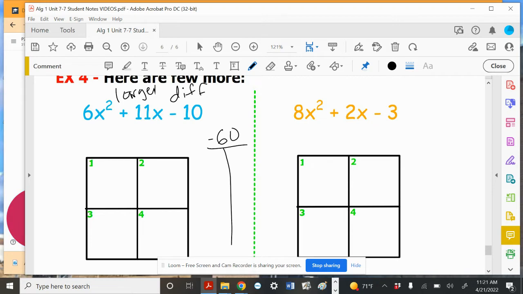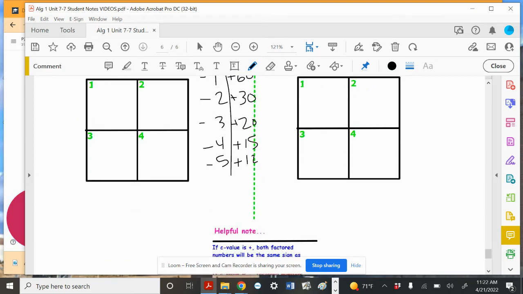So that gives me minus plus, minus plus, minus plus, and they have to add up to 11. So we have lower number on the left, 1 and 60, 2 and 30, 3 and 20, 4 and 15, 5 and 12, 6 and 10, and I think that's it. So nothing else goes into 60. So it's just those numbers.